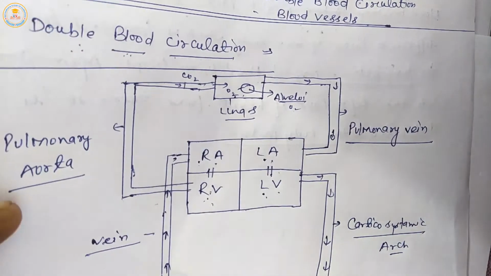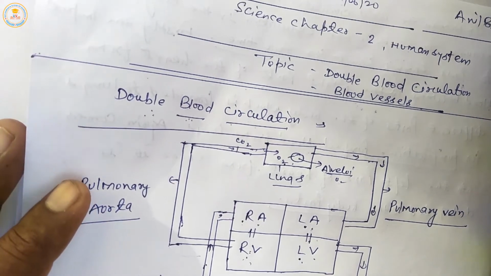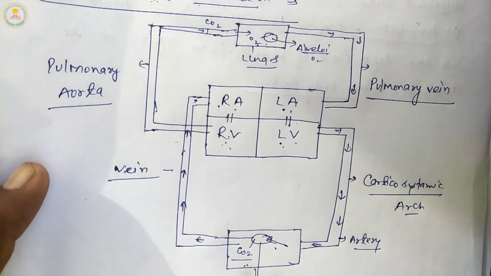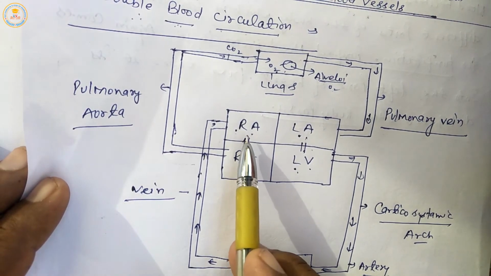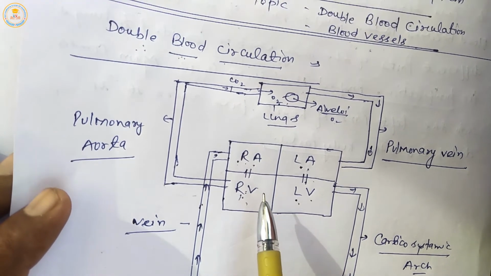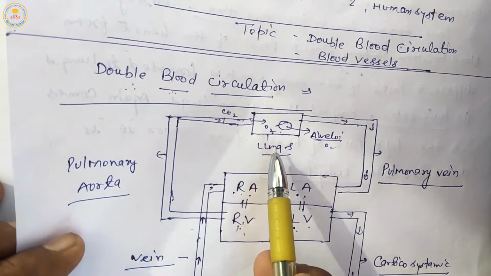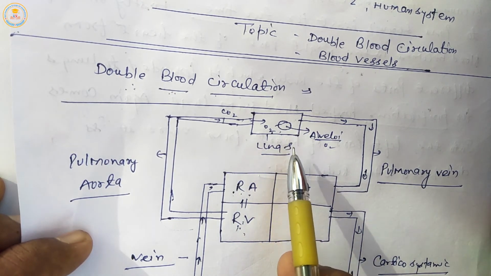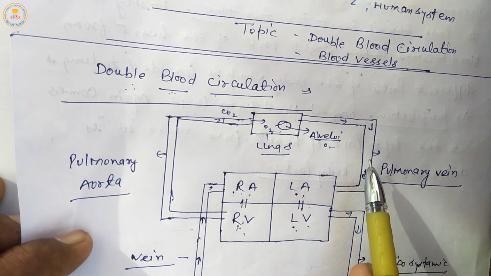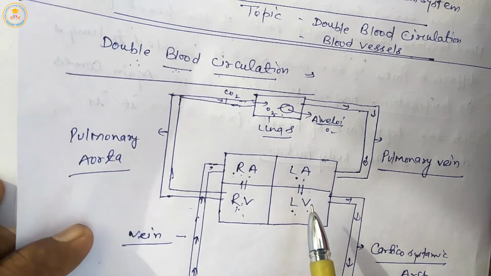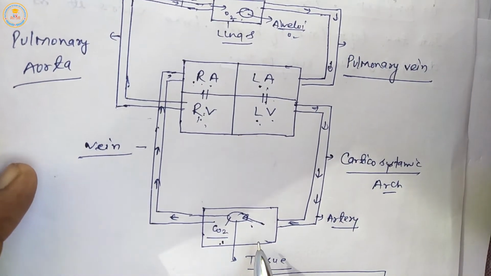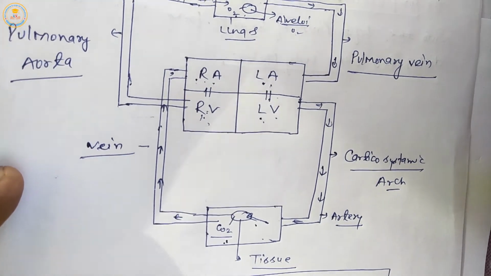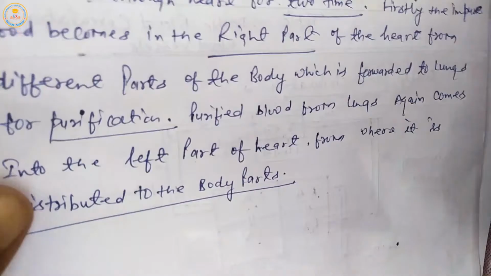Once again, humans have double blood circulation. First of all, the impure blood from different parts of the body enters the right part, and next the impure blood is forwarded to the lungs for purification. Next, the purified blood from the lungs enters the left part, and the purified blood is distributed to the complete body or different body parts. So it is called double blood circulation.